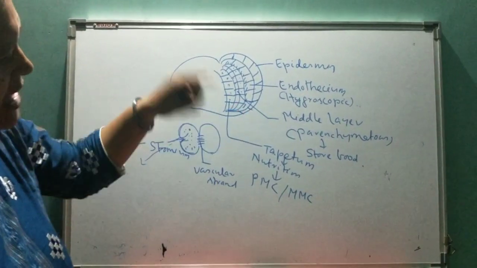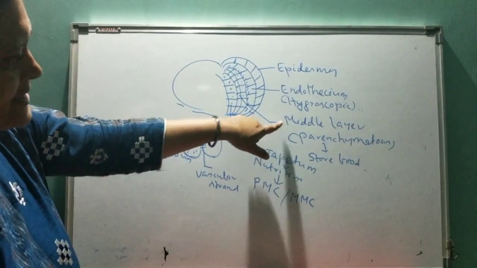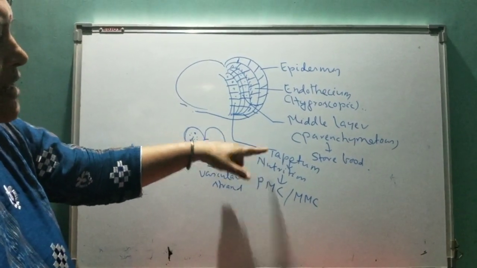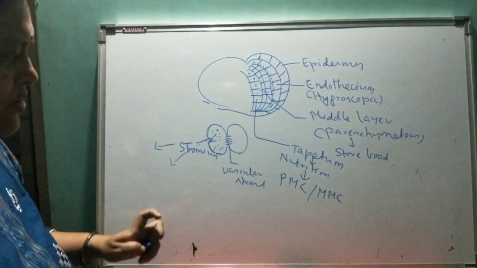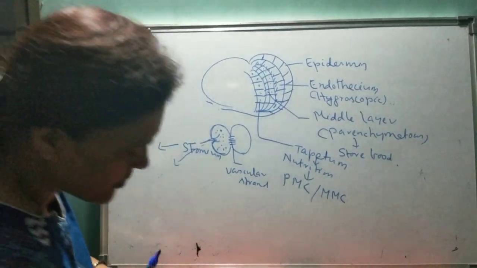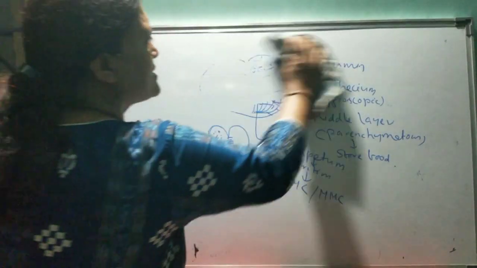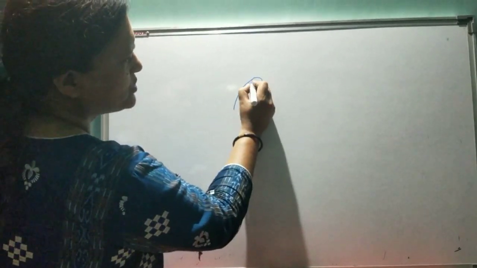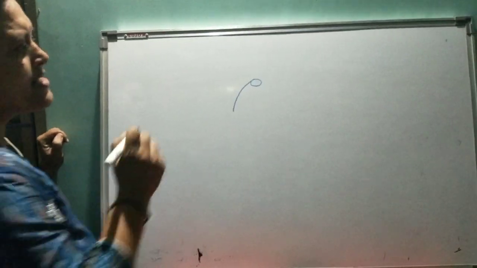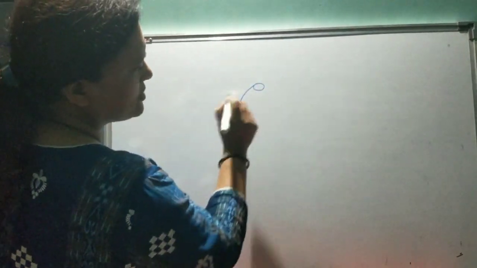Now, when your anther matures, the middle layer and tapetum layer both disappear. Now, the development: how the anther develops. So the next topic is development of anther. This is the filament. Anther will develop as an outgrowth. This is called anther.